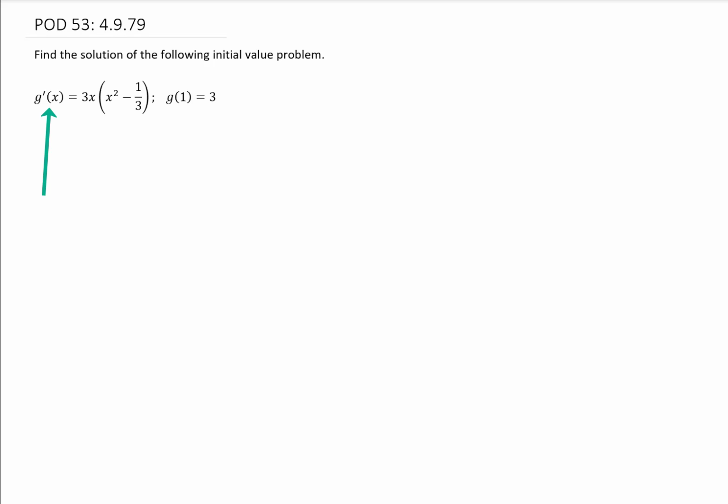Here we're given the derivative of a function, and we're asked to find the original function. Well, doing this is the opposite of differentiation. It's finding the antiderivative, or the integral. But before we can find the integral of this function, it would be best if we distributed this thing out.